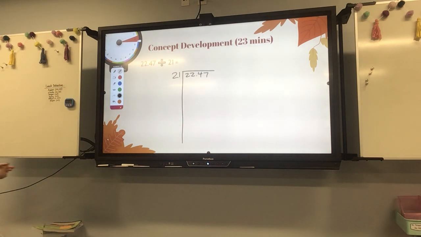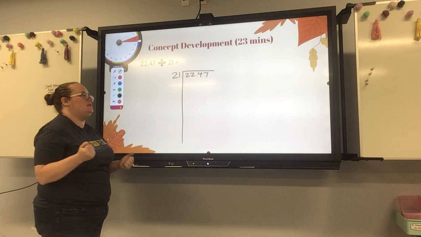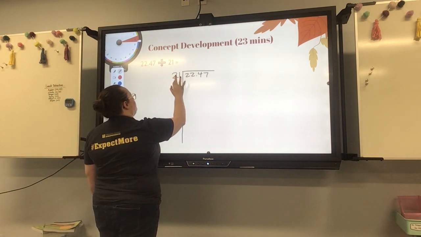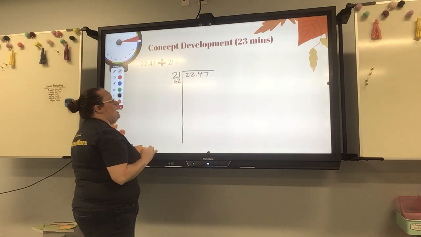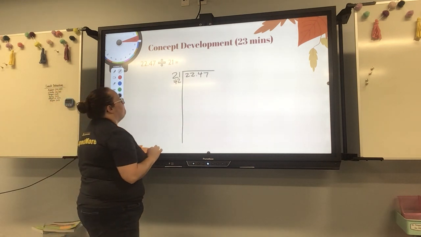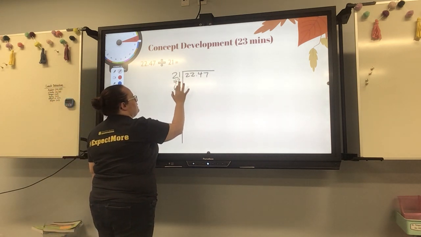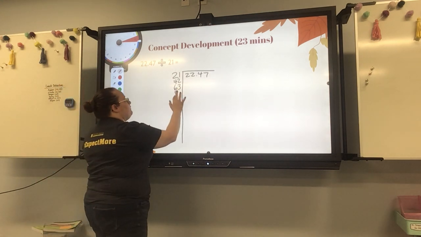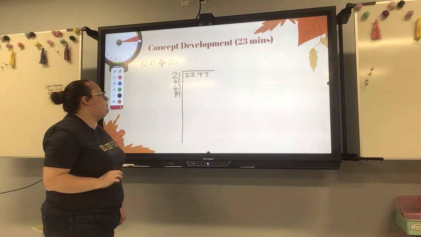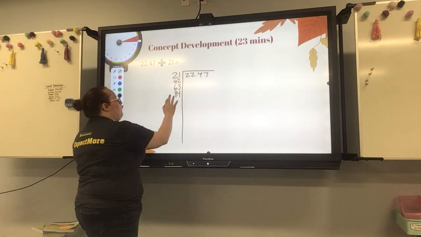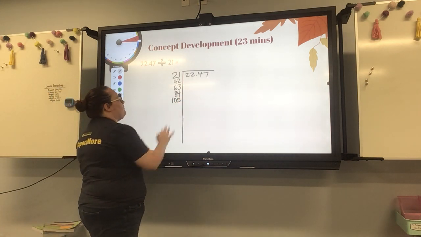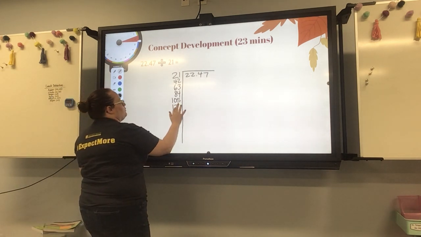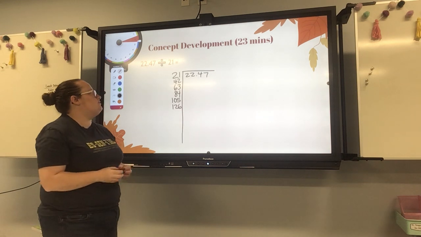All right, welcome back. Let's make our list of multiples of 21. So after 21 would be 42. After 42 would be 63. After 63 would be 84. After 84 would be 105. After 105 would be 126. Let's go ahead and pause our list there.